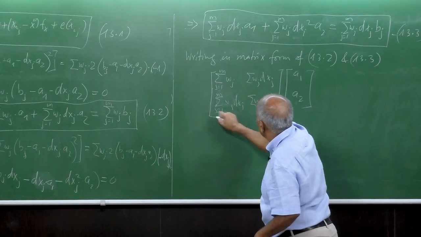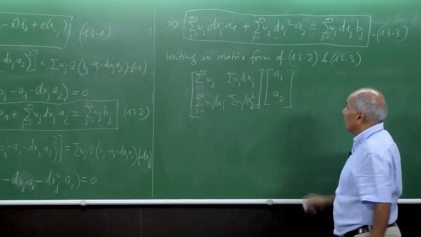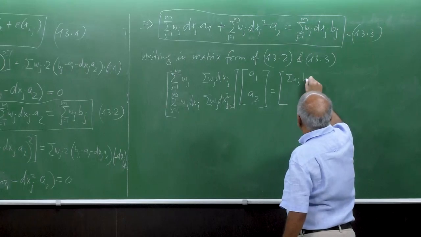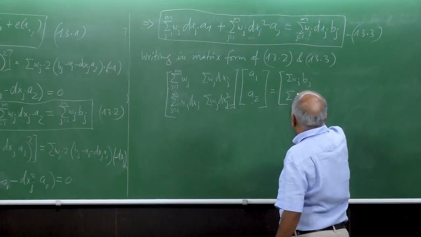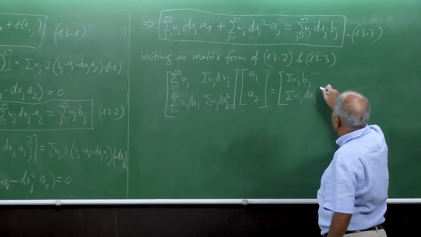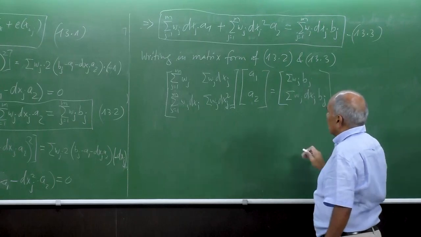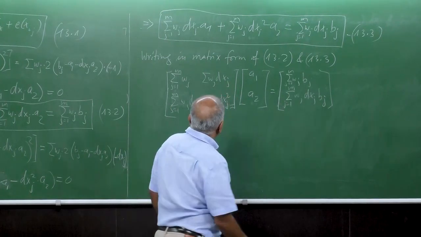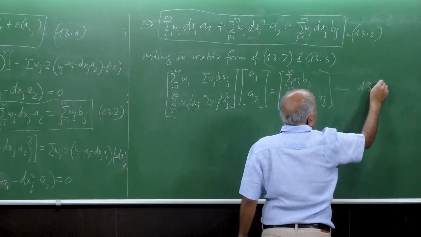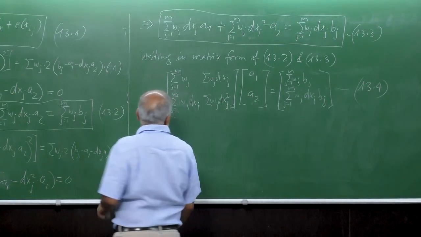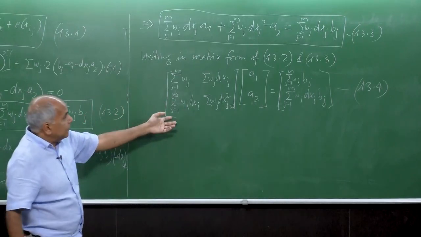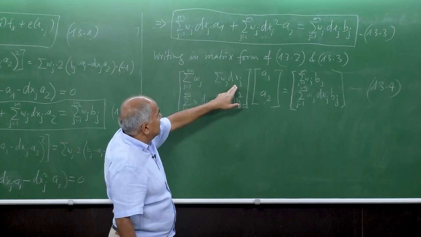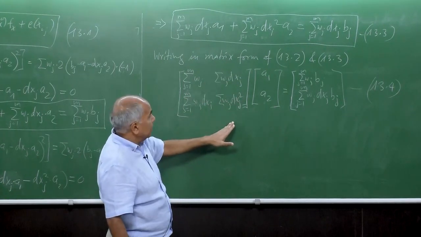square. So this is a matrix, and this is the unknown vector, equal to our right hand side: the first is the summation of wj bj, and the second is the summation of wj dxj bj. The summation runs from 1 to m. This is equation 13.4. Now we can invert this matrix if it is not singular. If all points are lying at the same place, dxj is zero, then this column is zero, and therefore we don't get a solution.